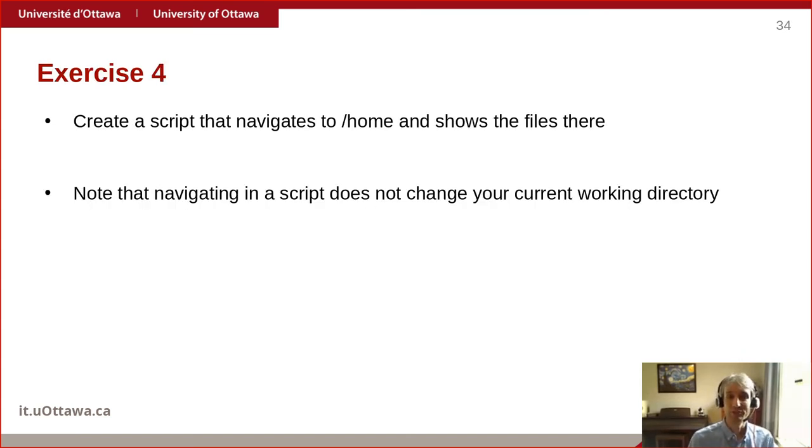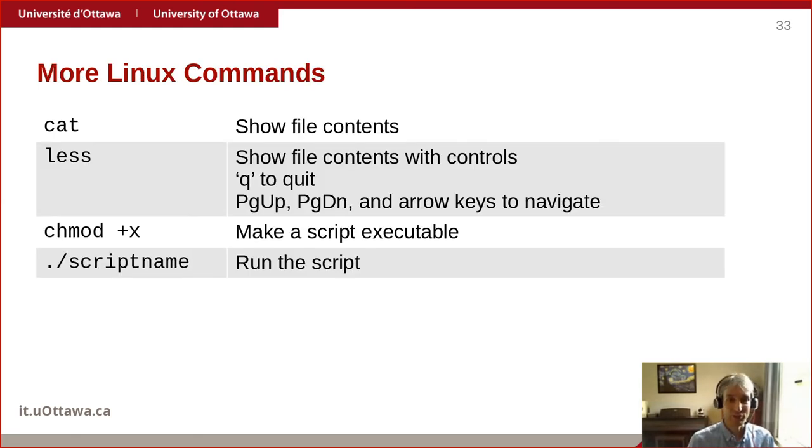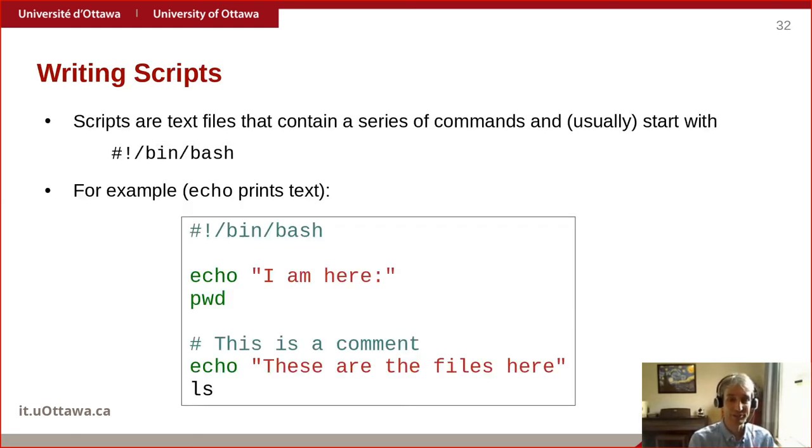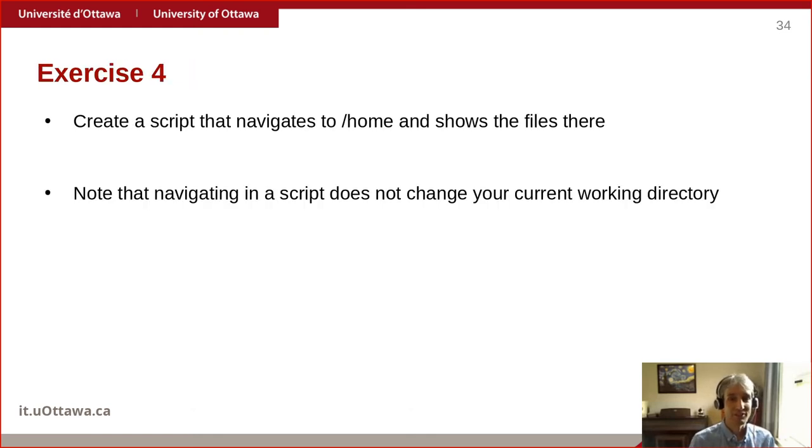So that's what we're going to do. So we're going to create a script that navigates to slash home and then shows the files there. So I want you to combine a cd and ls inside a script. So you can follow this recipe here with the bin bash, and then you put your commands under there. So this is a bit harder one, because also you need to make the script executable and run it. So I'll give you 2 minutes for that one.